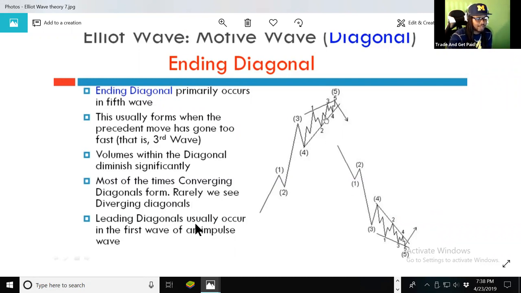So leading diagonals usually occur from the first wave of an impulsive wave. So something like this can also happen at the beginning of a wave, but we're not going to get into that. And this is just another example of this to the downside, where you have those movements where the moment it starts running into these areas here. Keep this in mind when you start seeing these movements happen at the ends, right? When we got a nice move to the downside and it starts to give you that long static movement here.